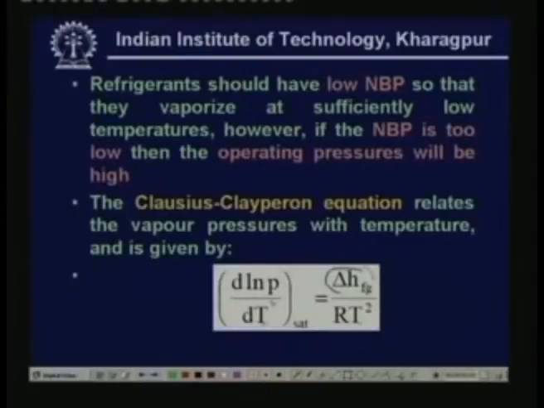This is a very useful equation, and using this equation we can find out the latent heat of vaporization if you have the saturation vapor curve. Or you can find out the saturation pressure at a given temperature from a known value at another temperature. Of course, this equation, probably you remember, is derived based on the assumptions that the specific volume of the vapor is much higher than the specific volume of the liquid, and also that the vapor behaves as an ideal gas. Under these assumptions, this particular equation is derived from the Clapeyron equation.